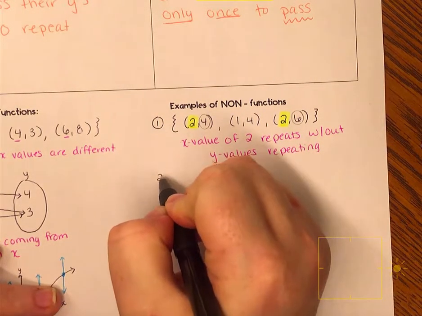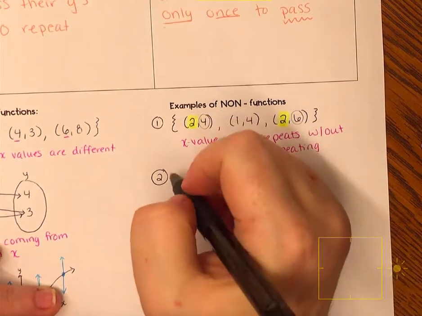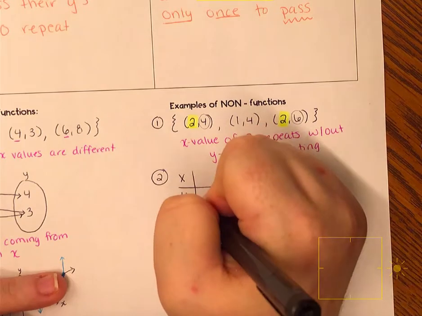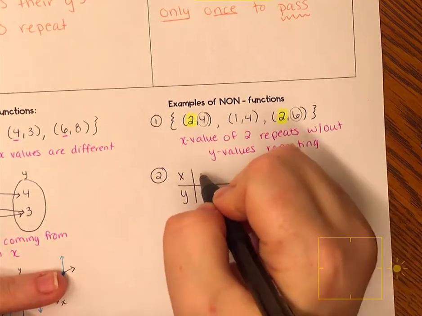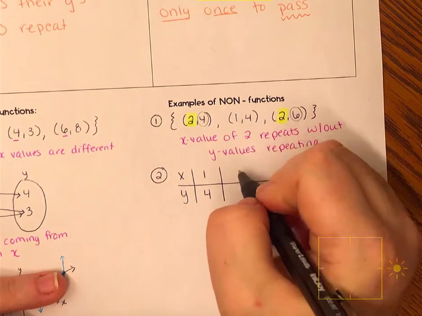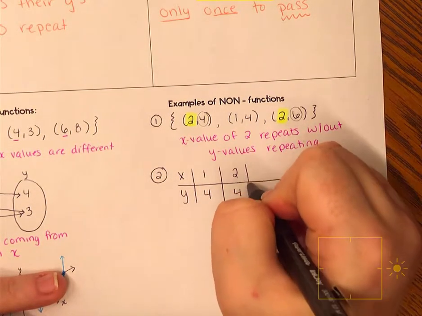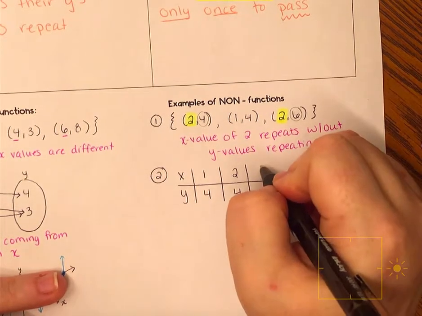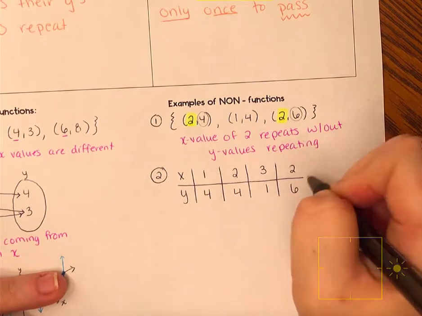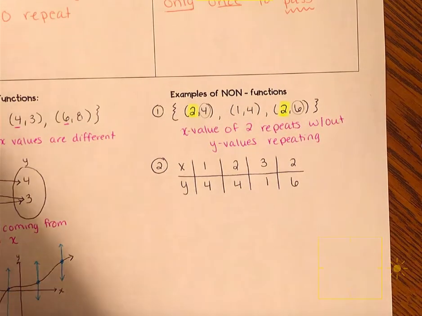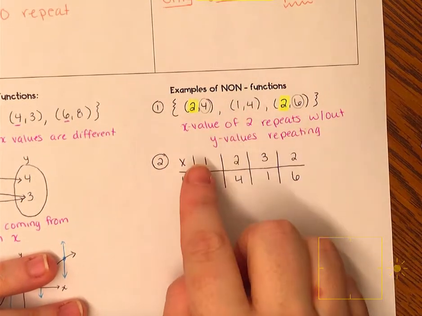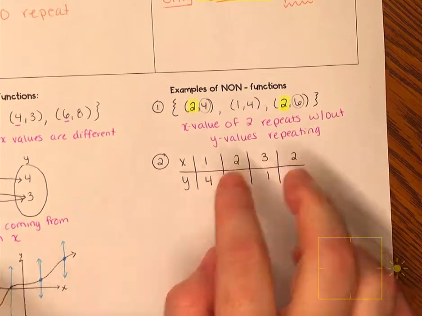Another way of looking at this could be a table of values. So I could say my x, y in a table. I could have a coordinate of (1, 4). I could have a coordinate of (2, 4). I could have a coordinate of (3, 1). And I can have a coordinate of (2, 6). So again, we have a table of coordinates. I need to look at my x value. So again, this is an example of a non-function, because if I look at my x values, I have two x's that are the same.